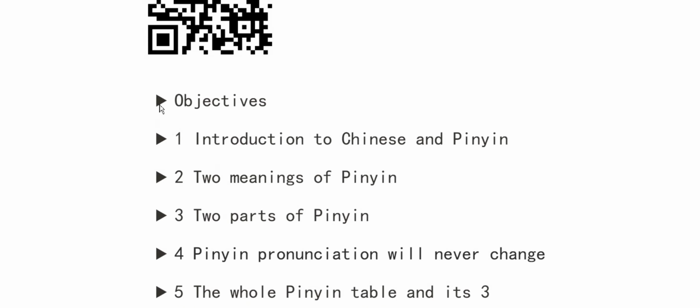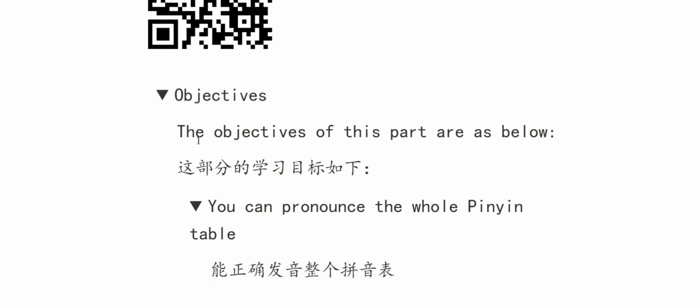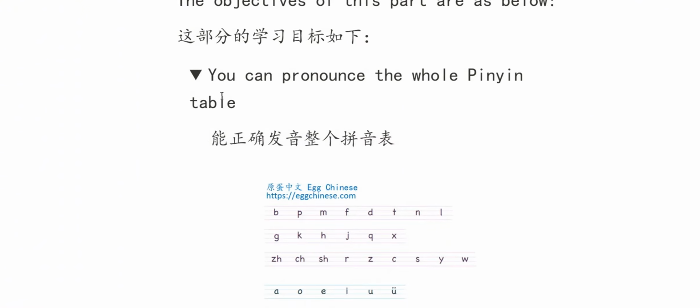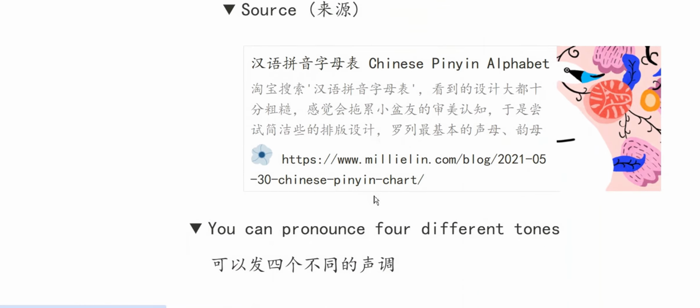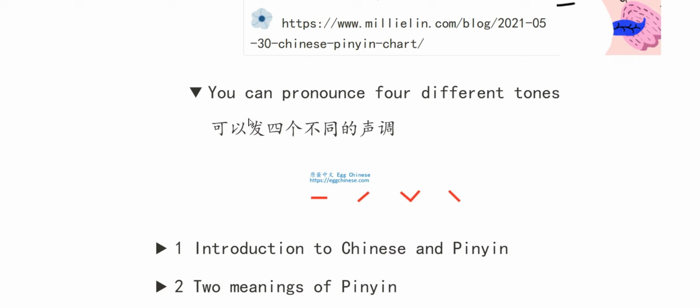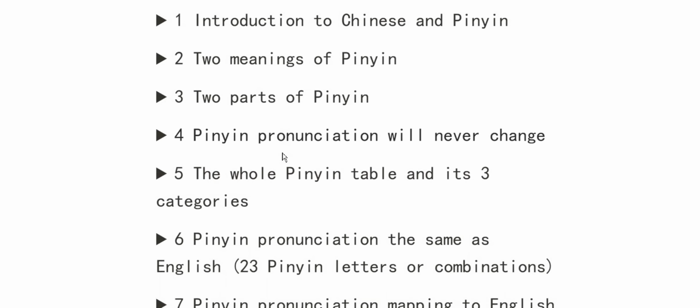So let's move on to the objects first. So the objects of this part are as below. First, you can pronounce the whole Pinyin table as below. Also, you can pronounce 4 different tones. Okay, let's move on to the first topic, introduction to Chinese and Pinyin.